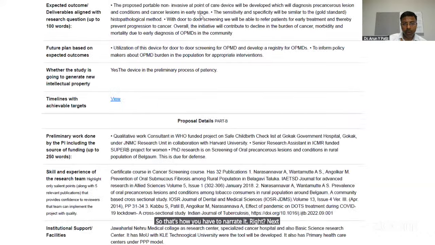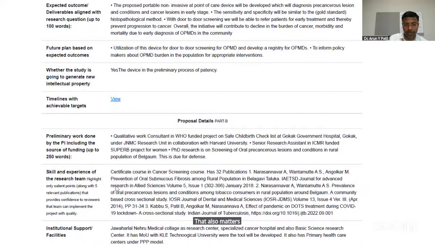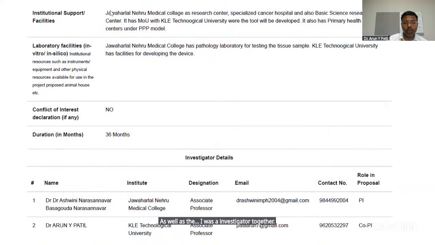Next, expected outcome, future plan, whether the study is going to generate new intellectual property. If yes, then you will have a higher value addition. Timeline, you can add a Gantt chart. Preliminary work done by the PI, they will check even what is the preliminary work you have done. That also matters. Skill and expertise level of the research team. So you have to showcase both the members. Here we had one medical practitioner as well as I was an investigator together. So this is how you can see here.